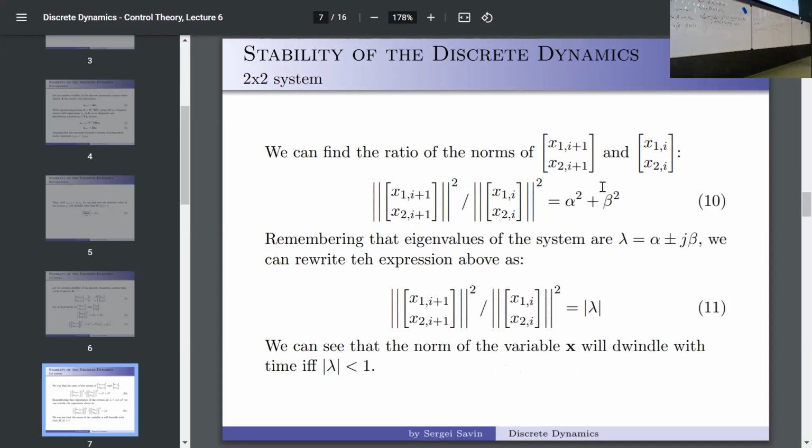By the way, I think expression 11 is a mistake. It shouldn't be the norm of lambda. It should be, I think, the norm of lambda squared. Let me write it somewhere here. What we found is the ratio of the squares of the norms. I think it is kind of clear that if the ratio of the squares of the norms is bigger than 1, then the ratio of the norms is also going to be bigger than 1. But let's just write it out.